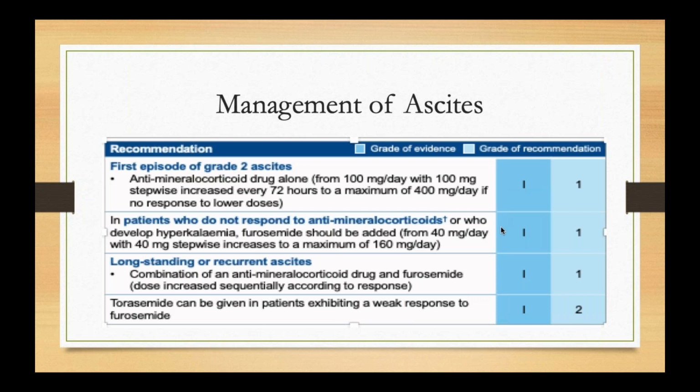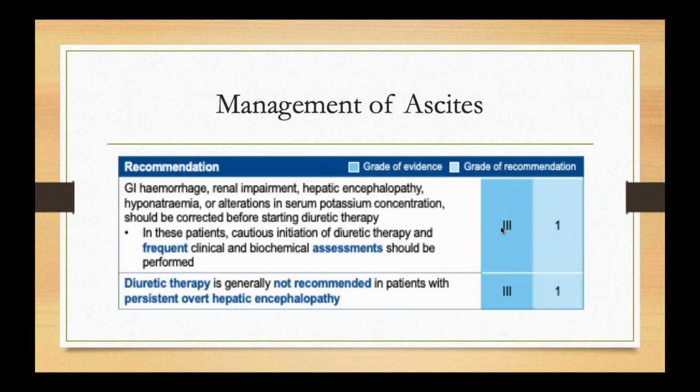You can give the mineralocorticoid antagonist Aldactone. You can start 100 milligram per day and then increase up to 400 milligram per day. You can also add furosemide or torsemide, and so on, which you can add. Usually we add in the ratio like for every 100 milligram of Aldactone, we give 40 milligram of furosemide. So that can be given.